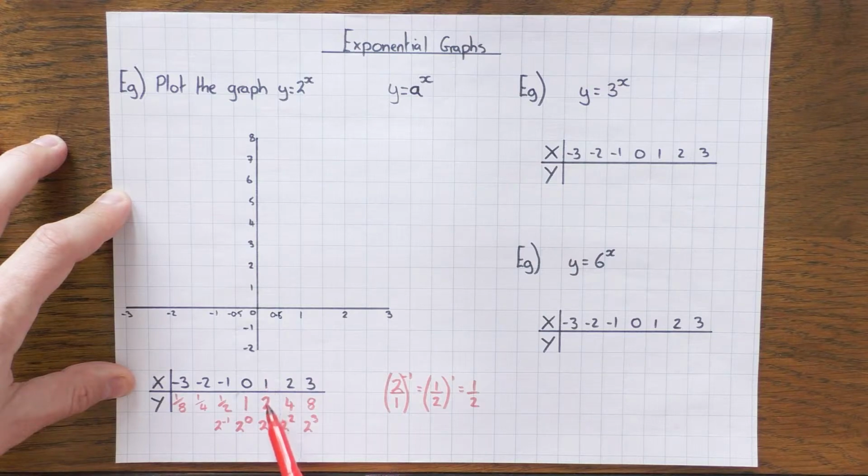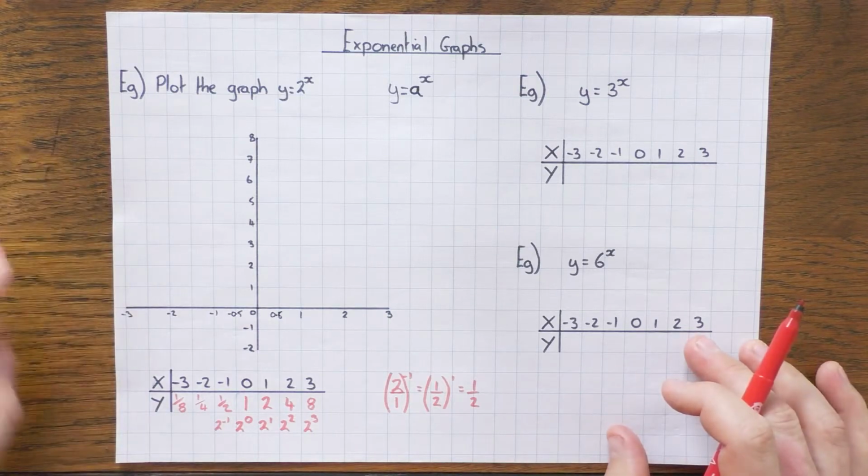You might just recognise the pattern here. When x is 1, you get 2. When x is -1, it's a half. You just flip each of these into fractions.